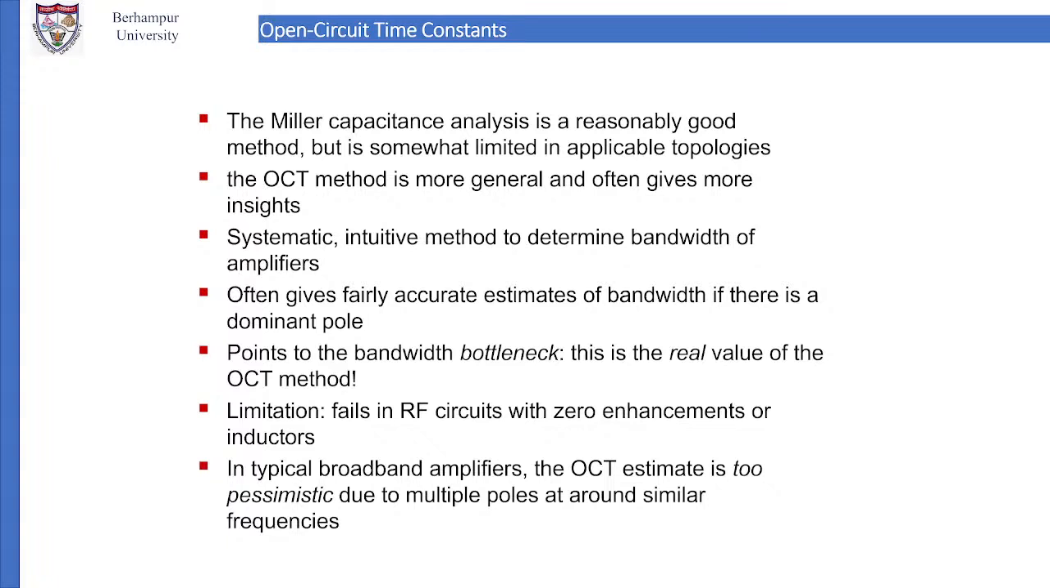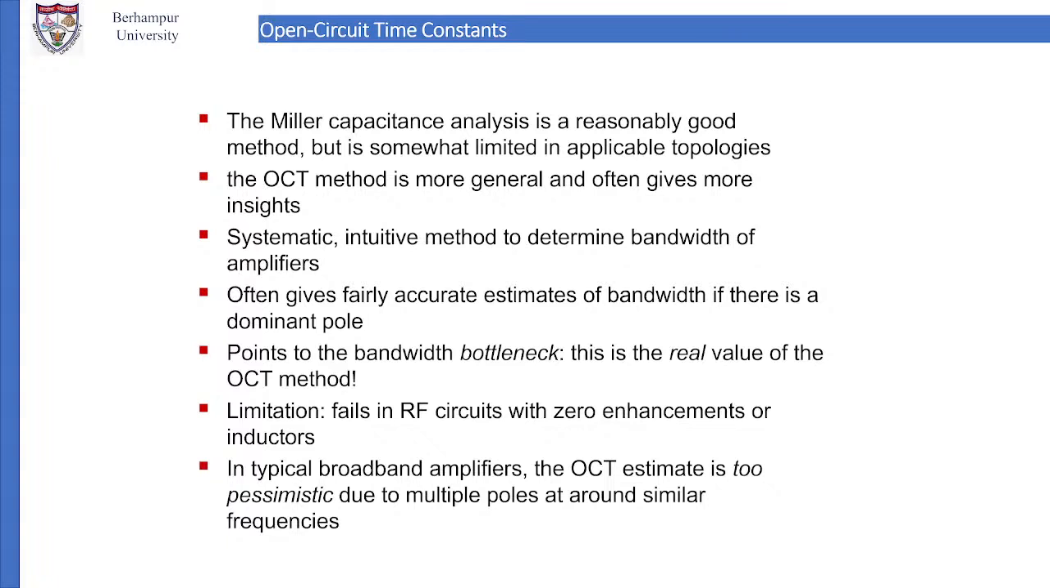That knowledge comes from the Miller's circuit. So the Miller capacitance analysis is a reasonably good method to find out the open circuit time constant. But the problem is it is somewhat limited in applicable topologies. All topologies means all types of circuits that you design. The design or the arrangement of a circuit, that is the topology. In all types of topologies, this is not applicable. This may be limited there.